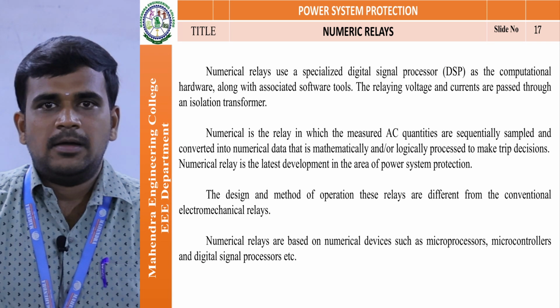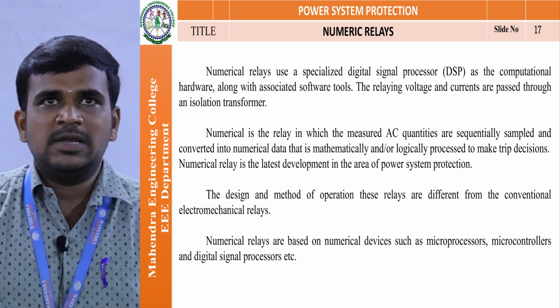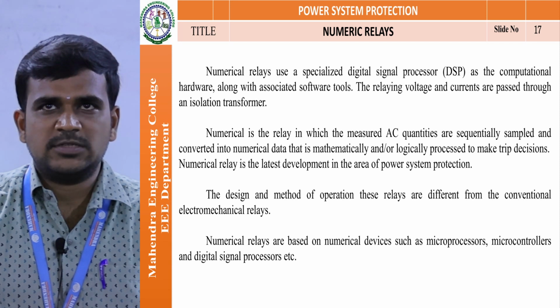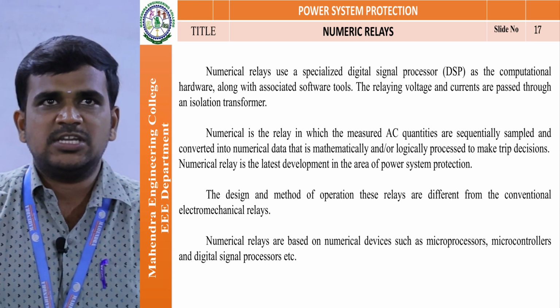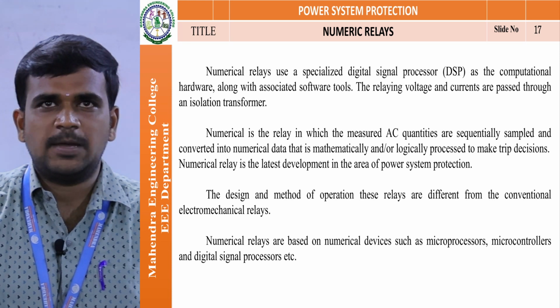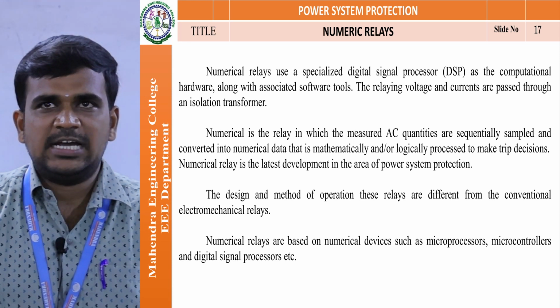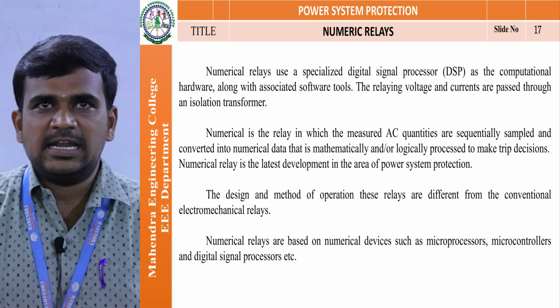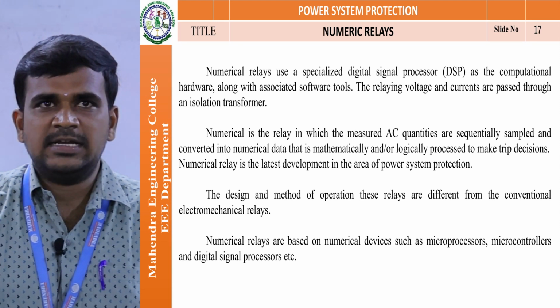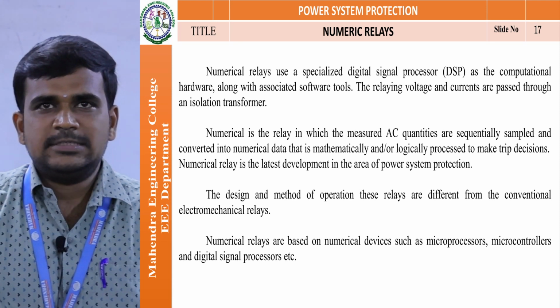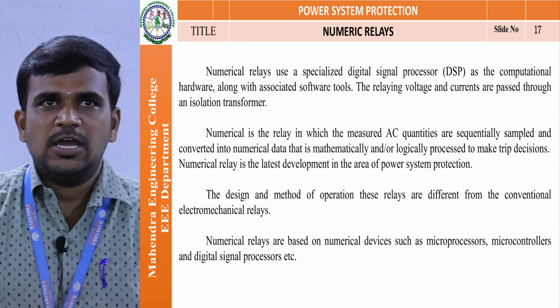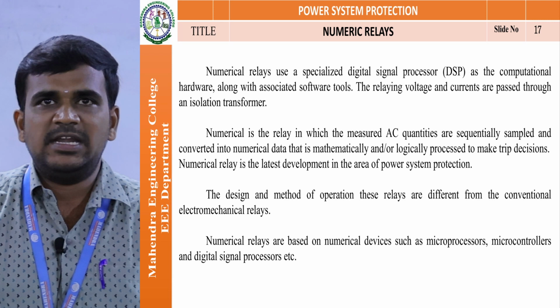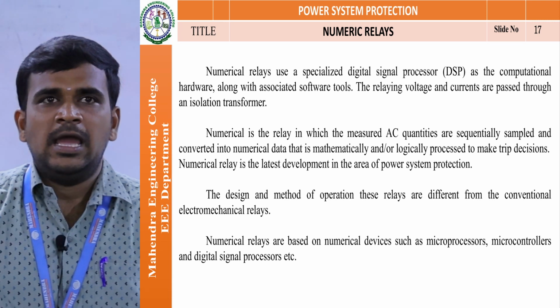The final big topic is the numerical relay. The numerical relay uses a specialized digital signal processor, DSP, as computational hardware along with the associated software tools. The relaying voltages and currents are passed through isolation transformers. A numerical relay is one in which the measured AC quantities are sequentially sampled and converted into numerical data that is mathematically or logically processed to make trip decisions. The numerical relay is the latest development in the area of power system protection.